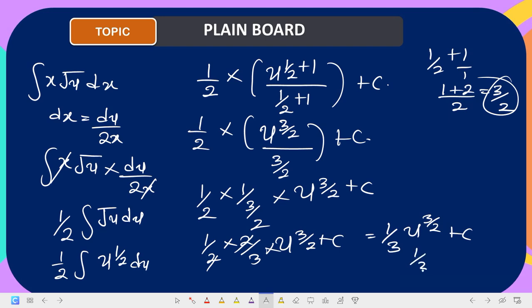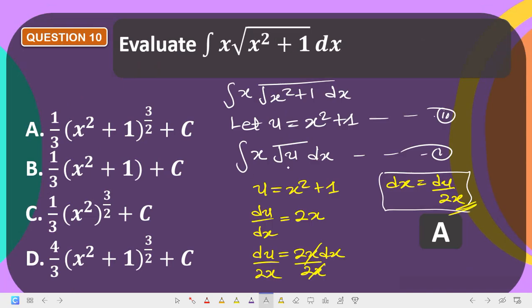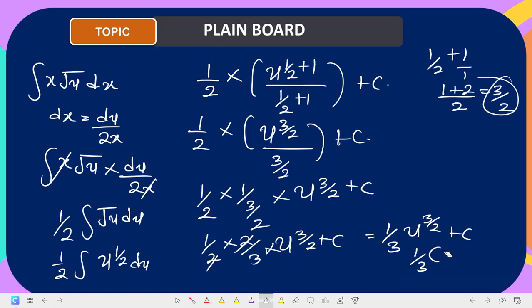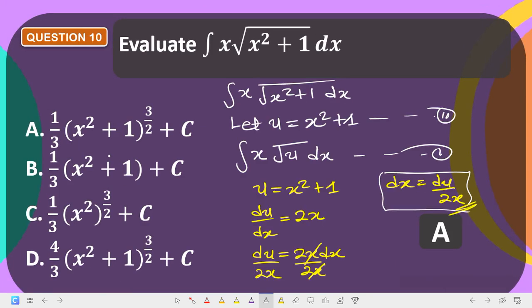And this becomes 1 all over 3. Where is our u? We kept it as s squared plus 1. So we say 1 all over 3 bracket s squared plus 1 bracket 3 over 2 plus c. And that is the solution to that answer, which is option A. That's why we have option A as the correct answer. So it's as easy as that.